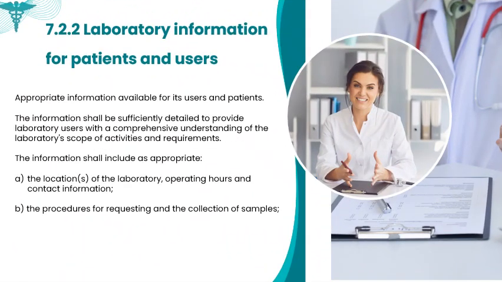Laboratory information for patients and users. The laboratory shall ensure that appropriate information is made available to its users and patients. This information shall be sufficiently detailed to provide a comprehensive understanding of the laboratory's scope of activities and requirements. As appropriate, the information shall include the laboratory's location or locations, operating hours, and contact details, as well as the procedures for requesting examinations and for the collection of samples.